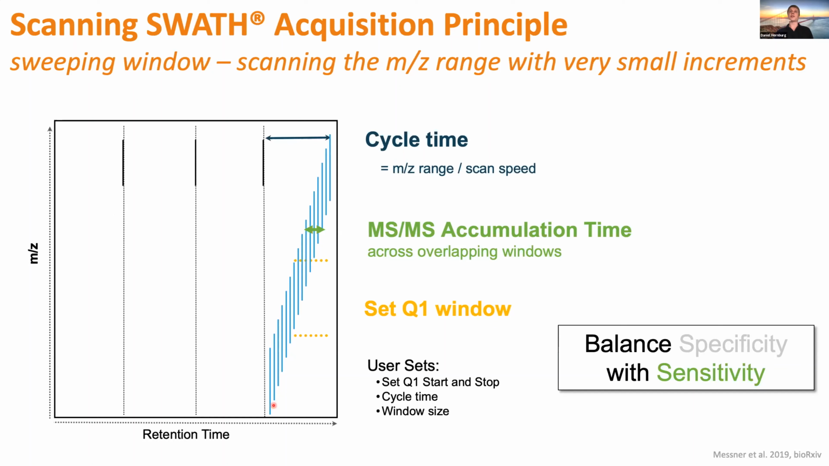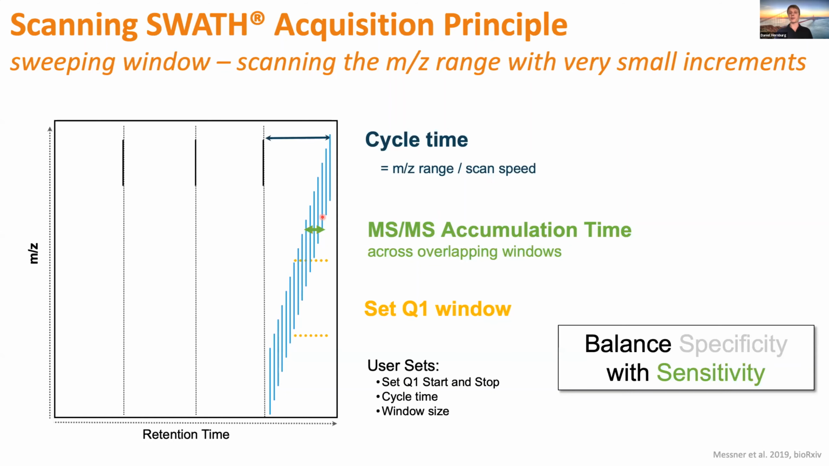Well, first of all, it comes with a different definition of, for example, cycle time, which now depends on the scan speed, and the accumulation time, which depends on the overlaps of the window, as well as how fast we are stepping through the range. But the more important part of that is that we now can add specificity, because we get a better understanding of what actually happened, where certain fragments are coming from, which precursor.